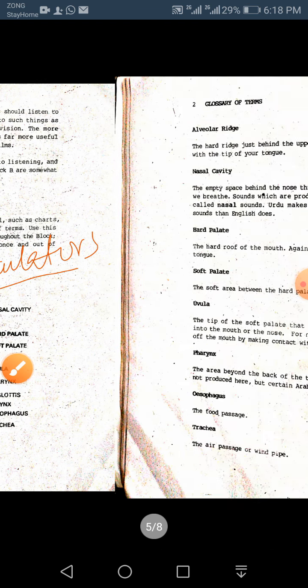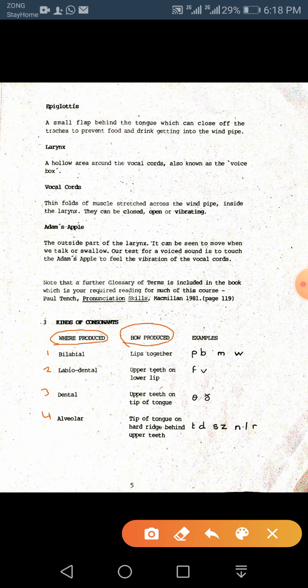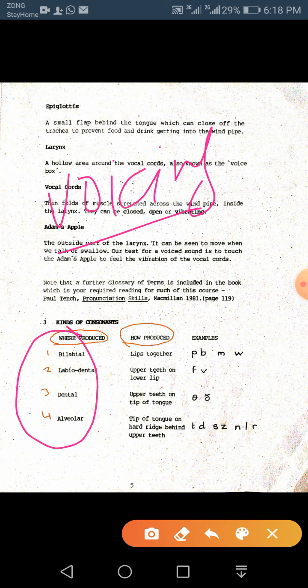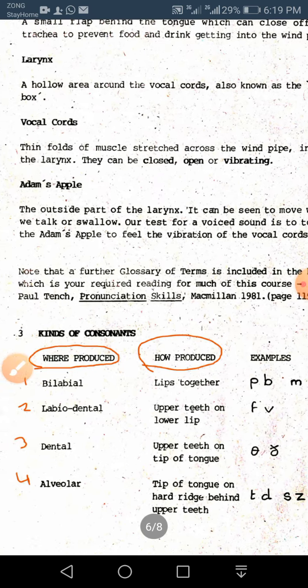Now consonants are further divided. Consonants have three features. One is voicing, that is, whether the vocal cords vibrate when they are produced. Second is place of articulation, and the third one is manner of articulation. On the next page I'll explain manner of articulation, but here on this page places of articulation are mentioned.